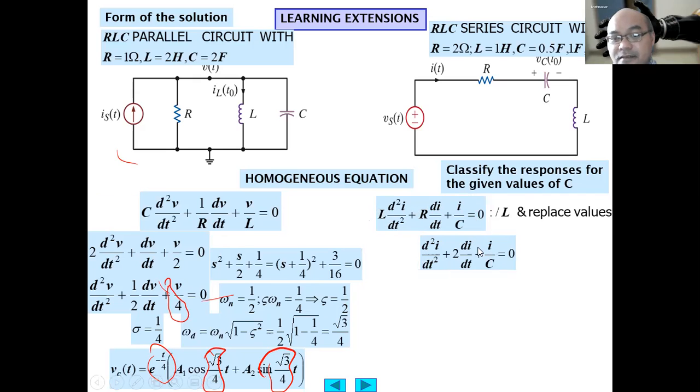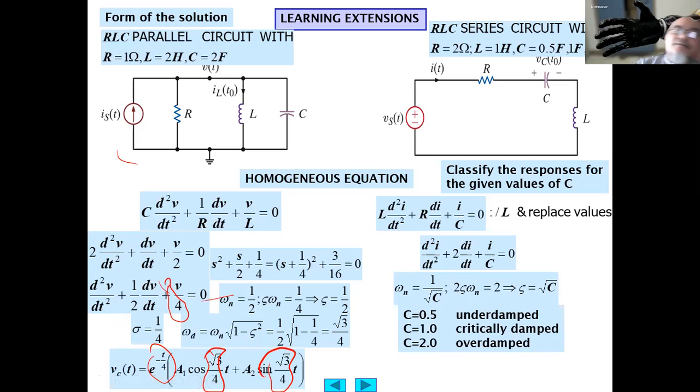Since L is 1 Henry, this becomes 2 ohm here, the coefficient for the first order term, and this becomes 1/C, the coefficient of the zeroth order term of the equation. So then omega n comes from the zeroth order, so 1/C equals omega n squared. So omega n equals 1 over square root of C. Then 2 zeta omega n equals 2. So zeta then equals 1 over omega n, or square root of C.